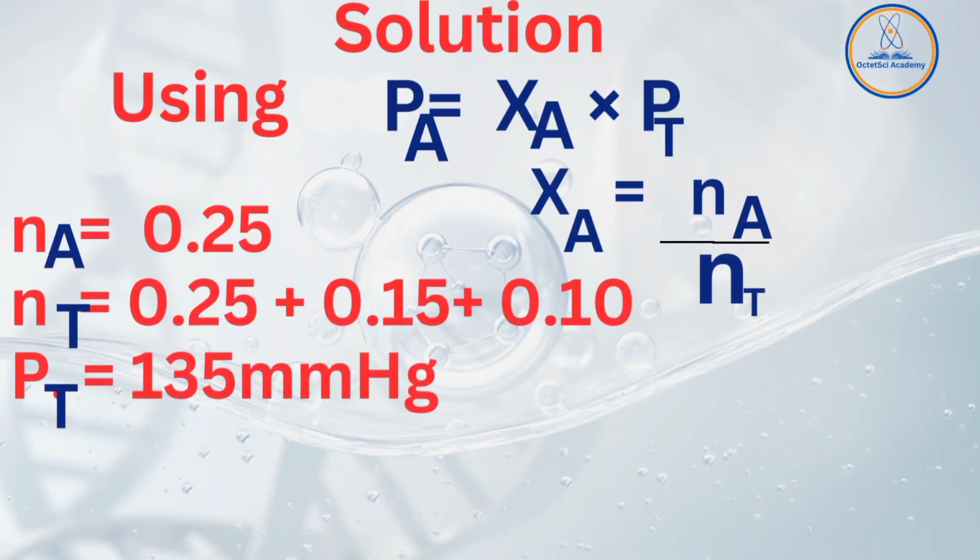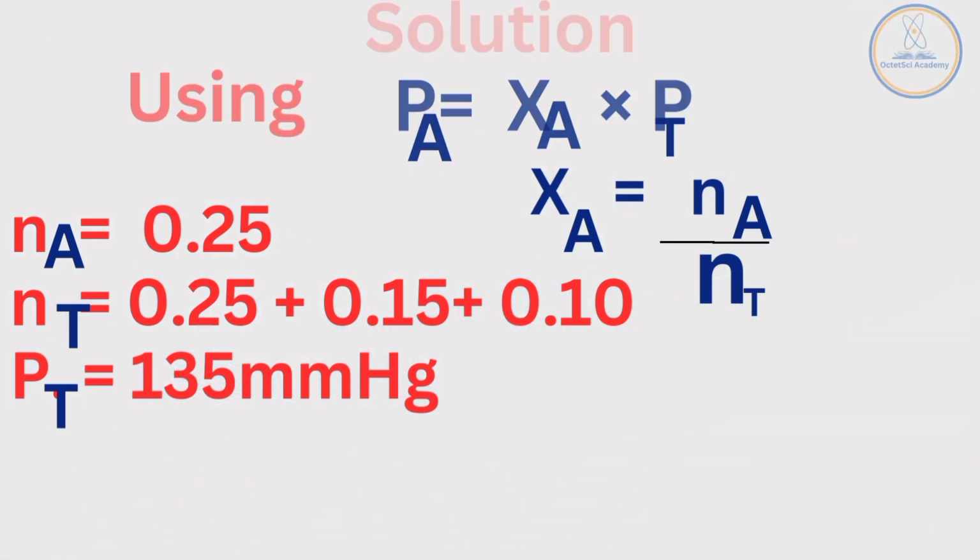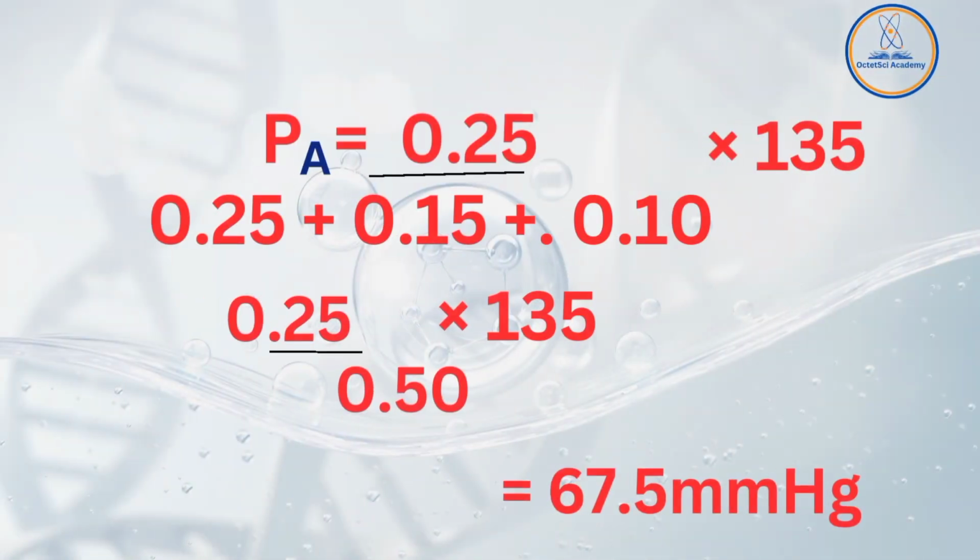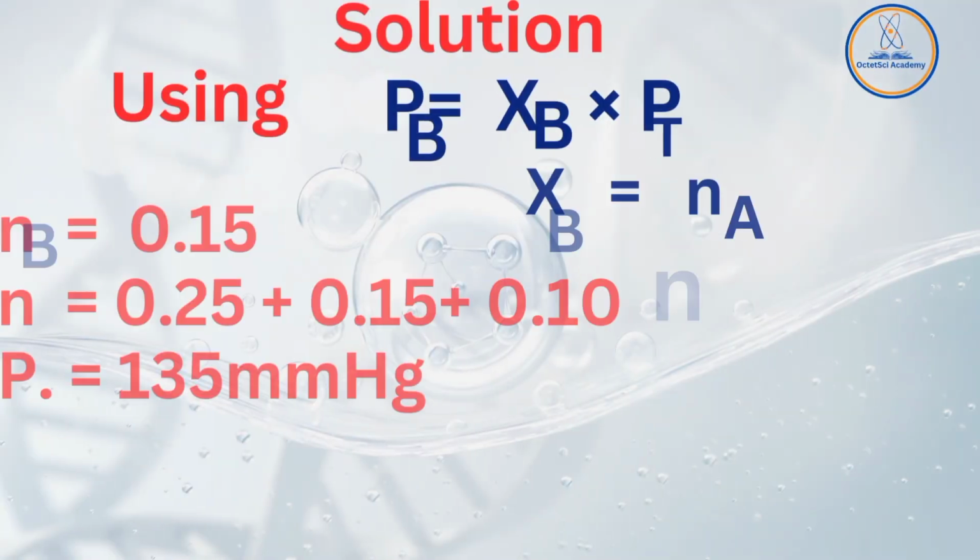So for the first gas, using PA equals XA times PT. Remember, the first gas is carbon dioxide, and the number of moles of that gives 0.25. So we would divide it by the total moles of the three gases. It gives us 0.5. Then multiply by 135. And at the end of the day, we have 67.5 millimeter mercury.